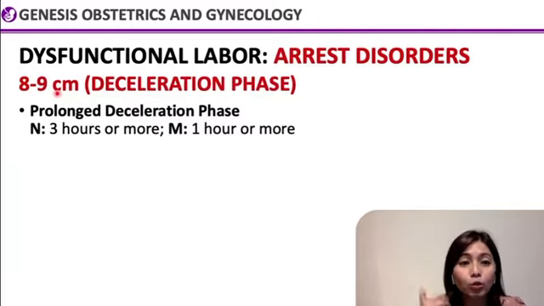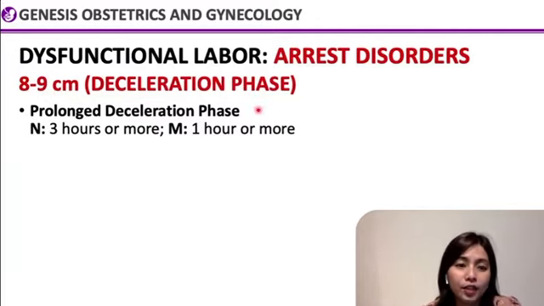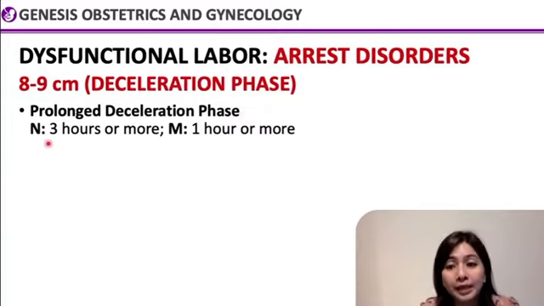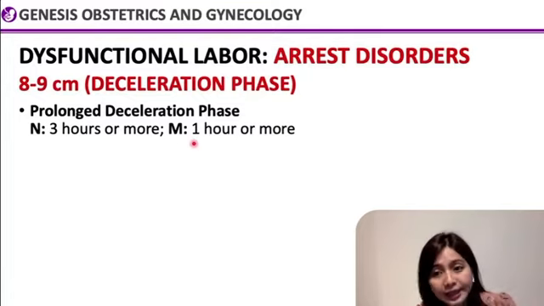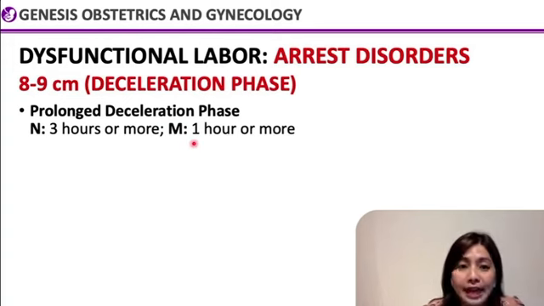Because your cervical dilatation is already at 8 to 9 centimeters, she qualifies for the definition of prolonged deceleration phase. Now, it differs again depending on whether your patient is nulliparous or multiparous. For a nulliparous patient, 3 hours or more means you have a prolonged deceleration phase. For a multipara, 1 hour or more.